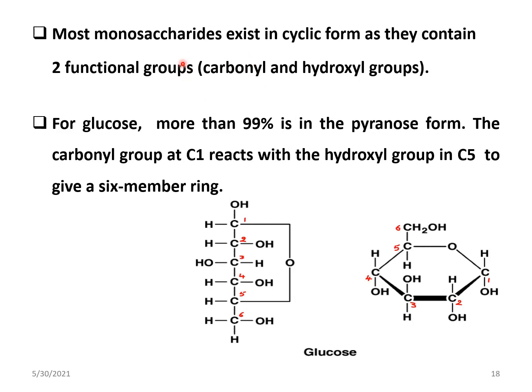As I said, most monosaccharides exist in cyclic form as they contain 2 functional groups, the carbonyl and the hydroxyl groups. And also, as I said a few seconds ago regarding glucose, more than 99% of glucose is in the form of a 6-membered ring structure called pyranose, where the carbonyl group at carbon number 1 reacts with the hydroxyl group at carbon number 5, forming the pyranose form. This is the pyranose form.